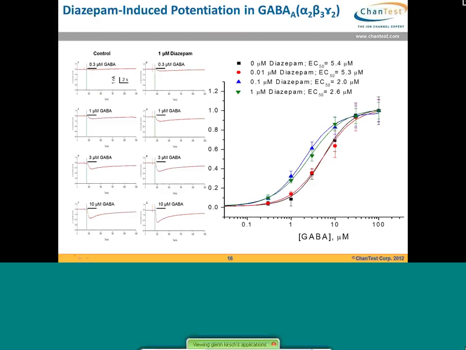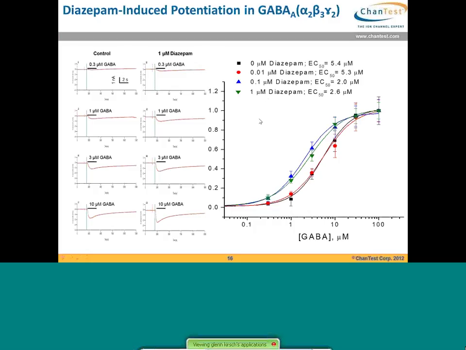Well, we can also do allosteric modulation, and this is an example of the benzodiazepine diazepam acting on the alpha 2 subunit. In this experiment, we have our control wells where we're looking at ascending concentrations of the ligand, GABA, and then the same ascending concentrations of the ligand in the presence of the positive allosteric modulator at 1 micromolar. And you can see here in the concentration response curves that what the diazepam does is shift the potency of GABA towards a lower concentration, so higher affinity in the presence of diazepam in excess of 0.1 micromolar.